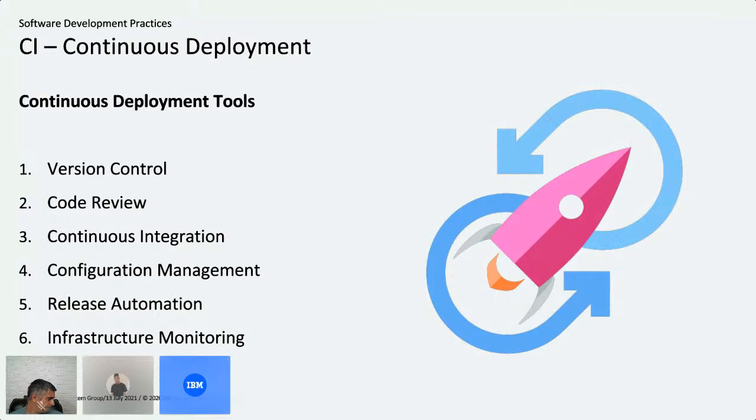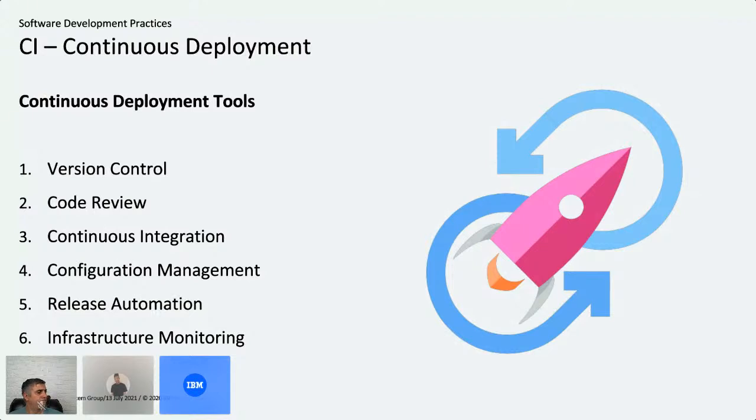Then lastly here, what we have is something called infrastructure monitoring. So this here is essentially a tool which helps you analyze your application's performance, so that when you do make changes to your application, you actually see if those changes have a positive or a negative impact on your overall application, essentially.